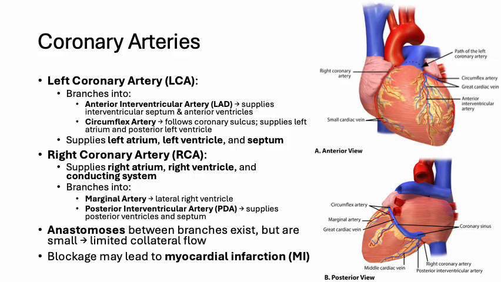These coronary arteries form small anastomoses, which are natural connections between the branches that can sometimes provide alternate pathways if one route is blocked. However, these connections are typically too small to compensate fully during a blockage, so the area downstream still becomes ischemic, leading to death of the cells and potentially a heart attack, or myocardial infarction.